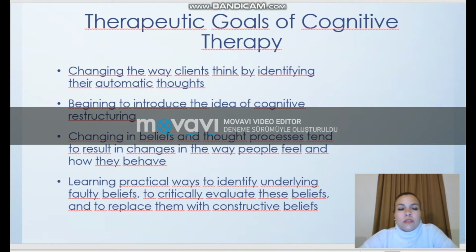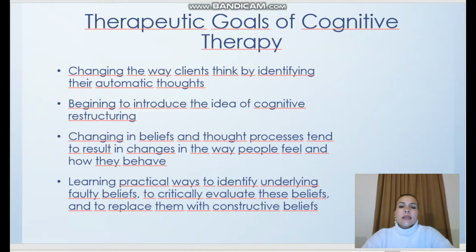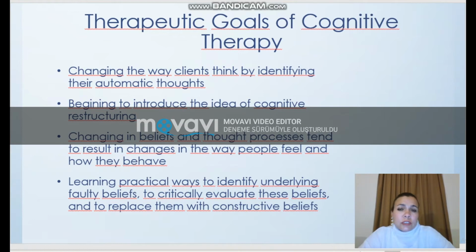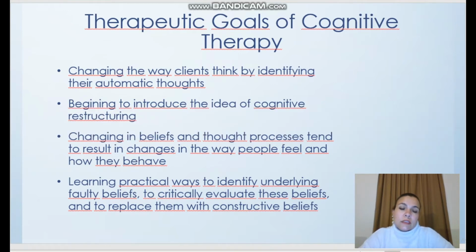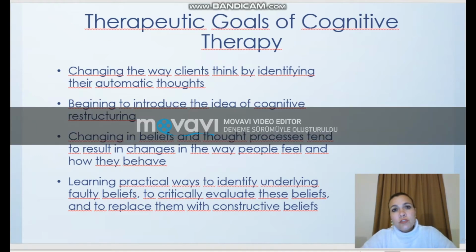To consider the goals of cognitive therapy, actually, as you can guess, they aim to change the way clients think by identifying their automatic, repeating, irrational thoughts, and they aim to change the beliefs and thought processes. And as they change these thought processes, then inevitably the emotions of the people will change, and afterwards, when your emotions change, the way you behave cannot stay the same.